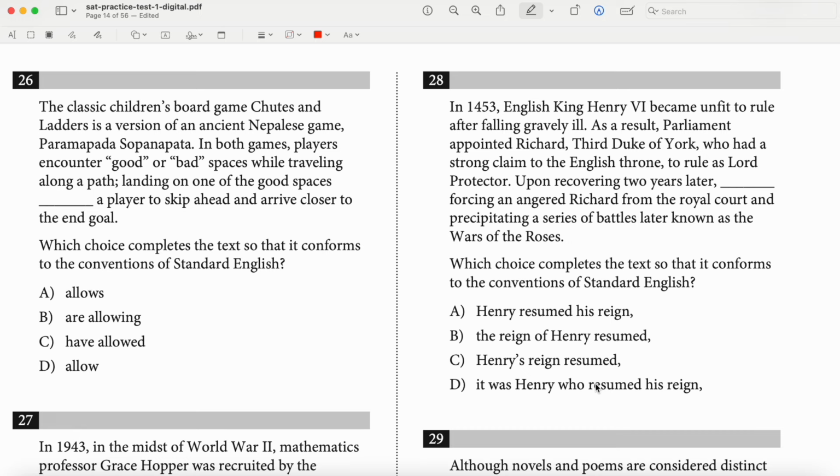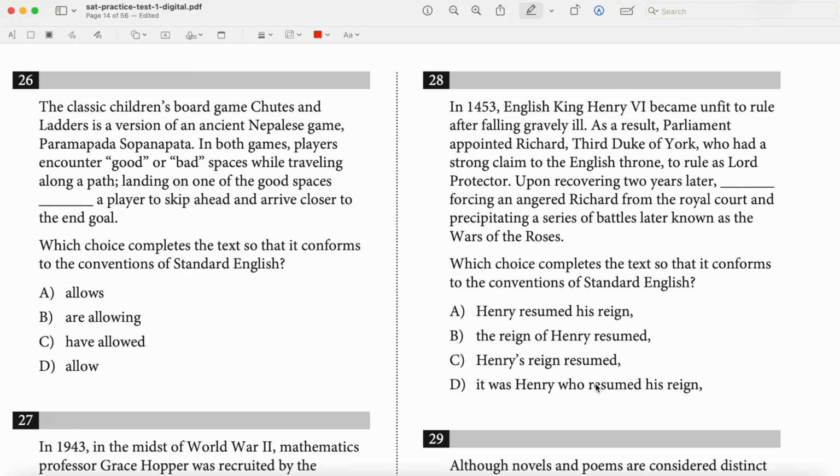It's not. Actually, before we do that, I want to plug in B. In both games, players encounter good or bad spaces while traveling along a path. Landing on one of the good spaces are allowing a player to skip ahead and arrive closer to the end goal. How's the answer choice B sound? I don't like it. I don't think it's right. Really bad.